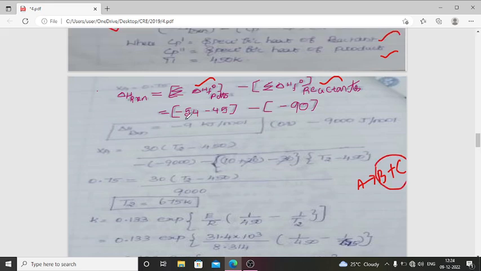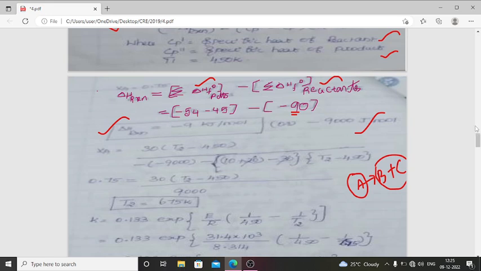B and C values: minus 54 minus 45. This is the standard heat of formation of products. The minus sign is already given in the data, don't worry. Minus the standard heat of formation of the reactant. We have only 1 reactant, that is A, so we take that value, minus 90. Finally we get the standard heat of reaction as minus 9 kilojoule per mole. The kilojoule is converted into joule, 9000 joule per mole. This is the standard heat of reaction, delta H reaction.